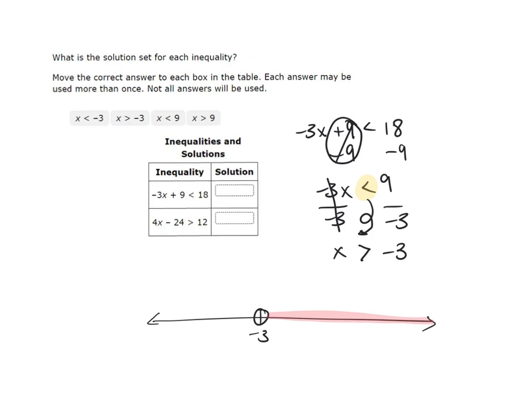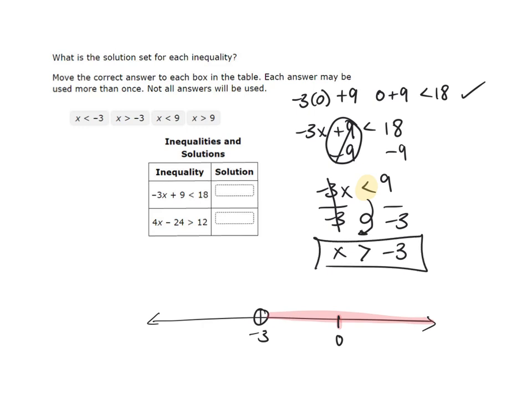So let's just choose our favorite number that's greater than negative 3. I'm going to pick 0 and give that a shot to check my work here. So let's try it. I'm going to substitute in 0. Negative 3 times 0 plus 9. That would be 0 plus 9. So is 0 plus 9 less than 18? Yes, it is. 9 is less than 18. So that is true. So I feel pretty confident in my answer choice here.